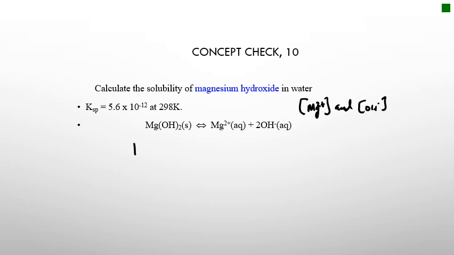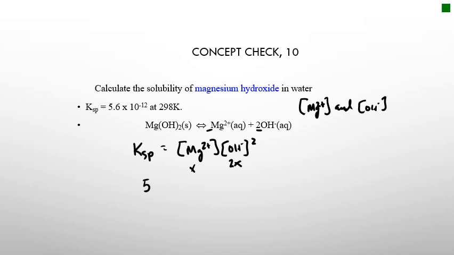So for this problem, setting up our KSP expression, notice I have a 2 for the coefficient for the hydroxide, a 1 for the magnesium. So I'd have the concentration of magnesium times the concentration of the OH minus squared. So again, because I have twice as much hydroxide produced as I have magnesium, I'm going to set magnesium equal to X. I'm going to have hydroxide set equal to 2X.